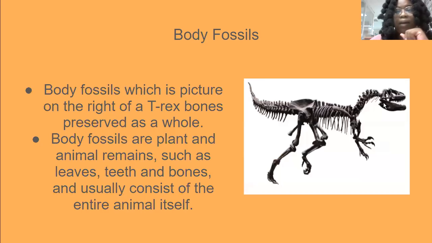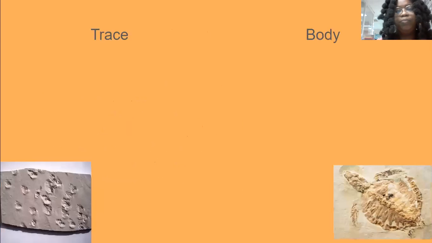And then here is a body fossil, which is right here. A body fossil, which is the picture on the right, is T-Rex bones, or Tyrannosaurus Rex to be exact, bones which were preserved as a whole. These body fossils are plant and animal remains, such as leaves, teeth, and bones, and usually consist of the entire animal or plant itself. Actual body parts and plant parts are the things that are preserved.